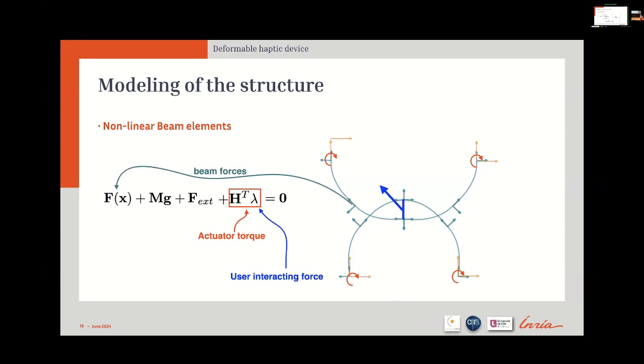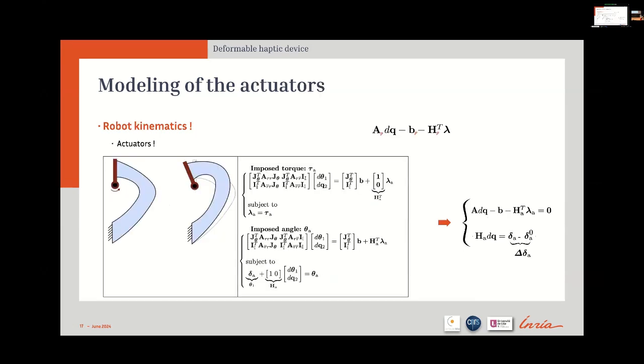Okay, here we have a beam force. Instead of the Lagrange multiplier, instead of having cables, we directly put some torque on the curve. I will not go into too much detail, but this is to show how we can couple the actuator torque to the mechanical structure. But at the end, you can end up with the same system. These equations are just to show that.